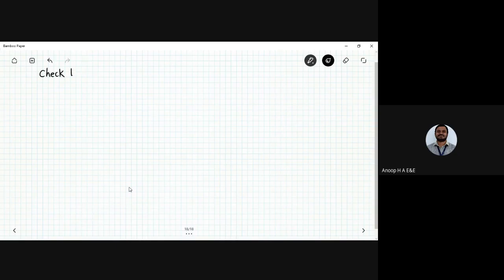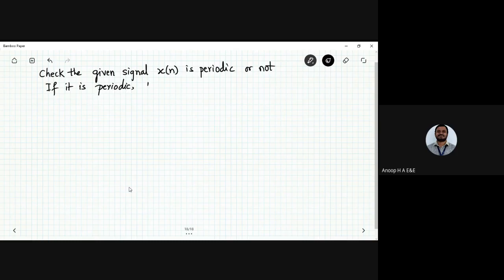The first problem goes this way. Check whether the given signal x of n is periodic or not. If it is periodic, then find its fundamental period.